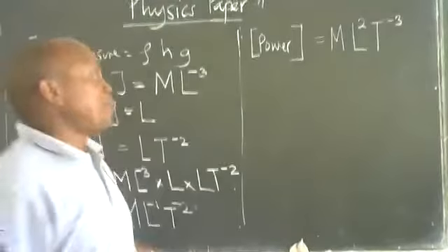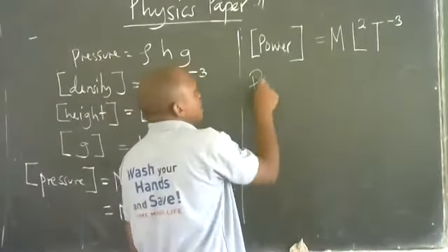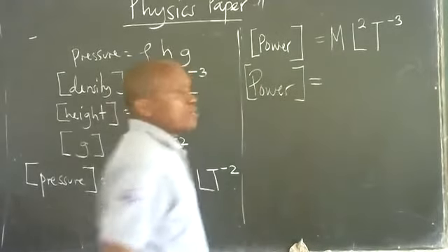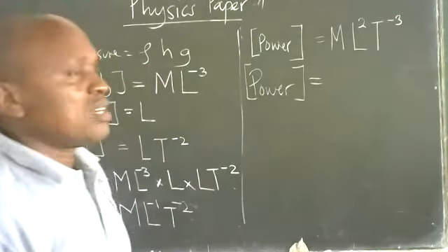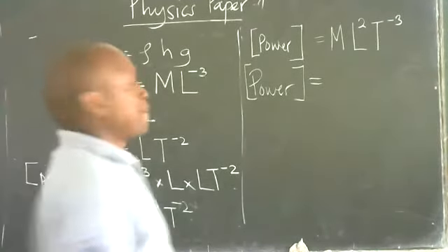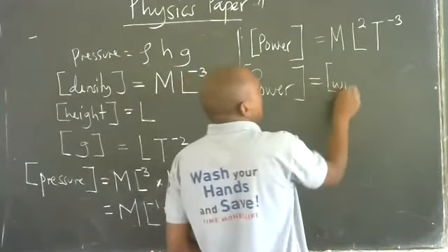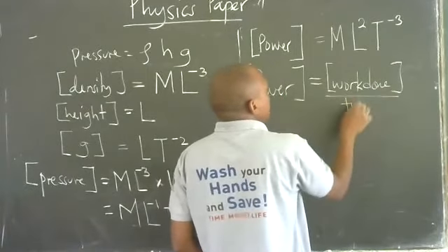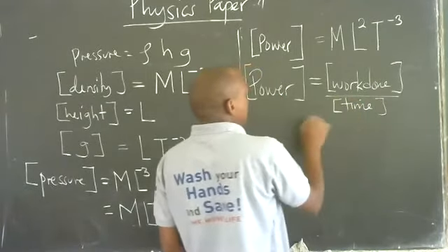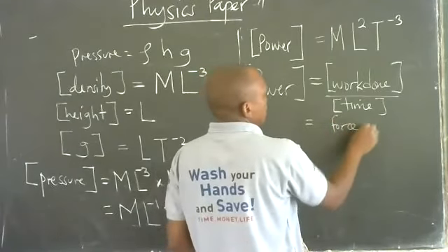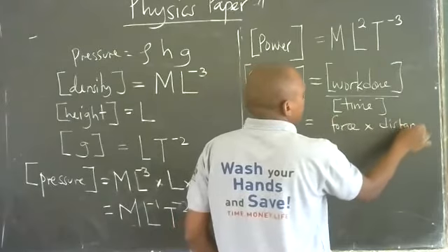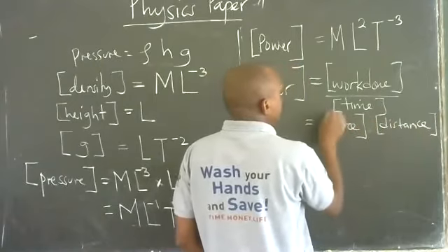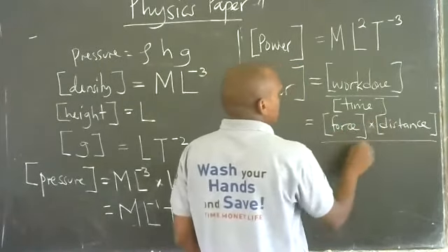Let us work out power together. For those who have got the answer, what did you start with? Power is equal to what? Power is the rate of doing work. So power is what done over time. But what is work done? Work done is force times distance.